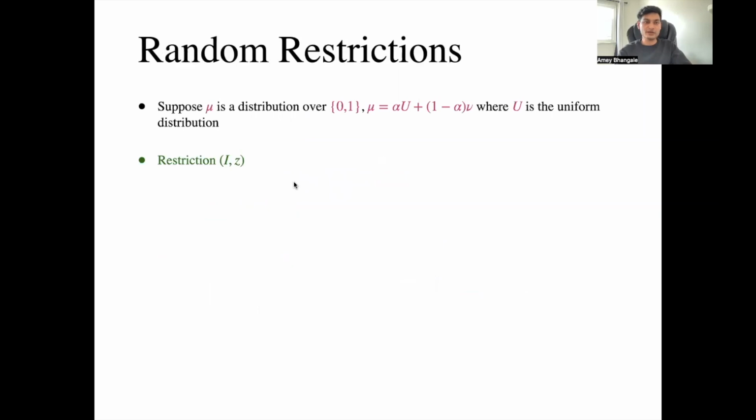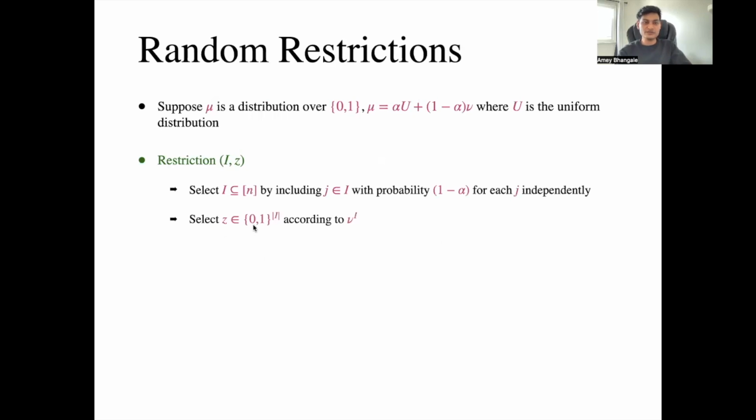So let me define the kind of random restriction. A random restriction takes a subset I of [n], and then it takes a string z from {0,1}^I. So first select a subset I by including every coordinate j in I with probability 1 minus alpha independently. Then we select a string z from {0,1} to the size of I according to the distribution nu, which is the second component of this distribution mu. And the restricted function based on the restriction (I, z) is a function from {0,1}^(n minus I) to {0,1}, where if you take the input x, you just plug the input x on the remaining coordinates and plug z at the coordinates I.